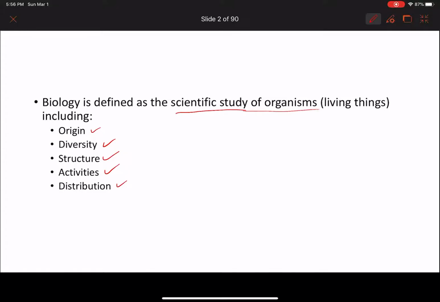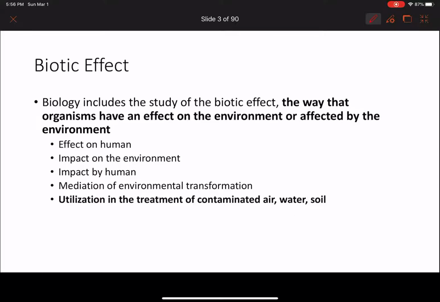Some microorganisms will like petroleum hydrocarbons. Some of them will like saline soil, saline water. Depending on the distribution, you will understand this is the type of microorganism. In biology, we include the study of biotic effect. So the biotic effect is the way that the organisms have an effect on the environment, and also are affected by the environment.